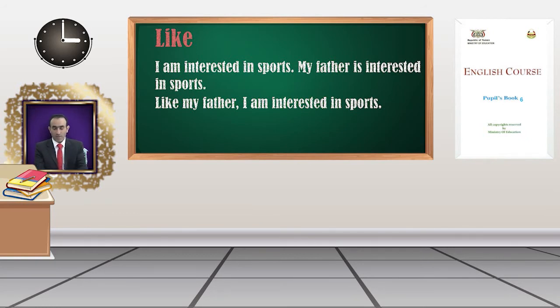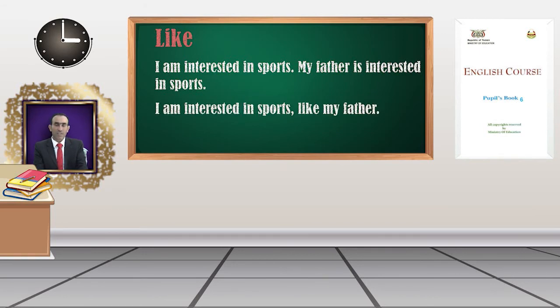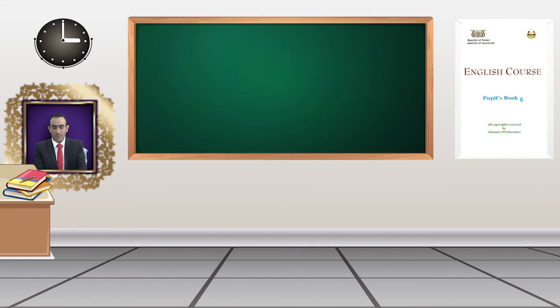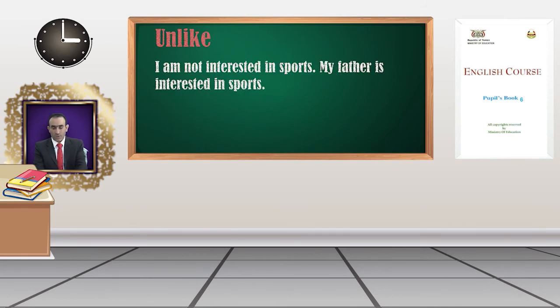It can be used at the beginning or at the end of the sentence. For example, like my father, I am interested in sports. Or I am interested in sports like my father. Number two, alike. Alike also here, it's another word. Here it's not adjective, but it is used to make comparison. Look at this example. I am not interested in sports. My father is interested in sports.